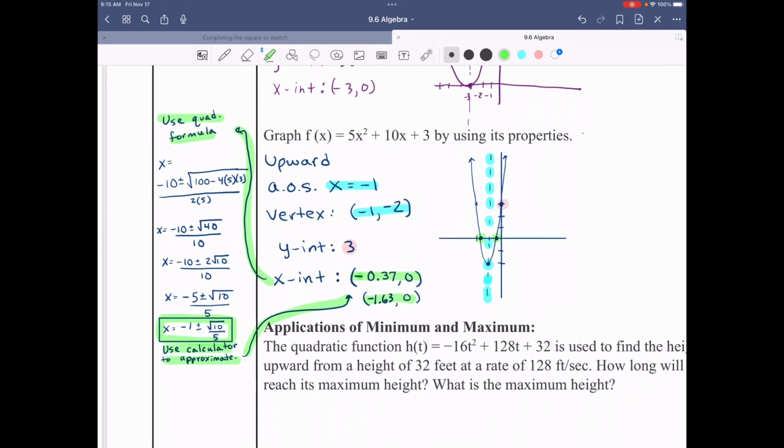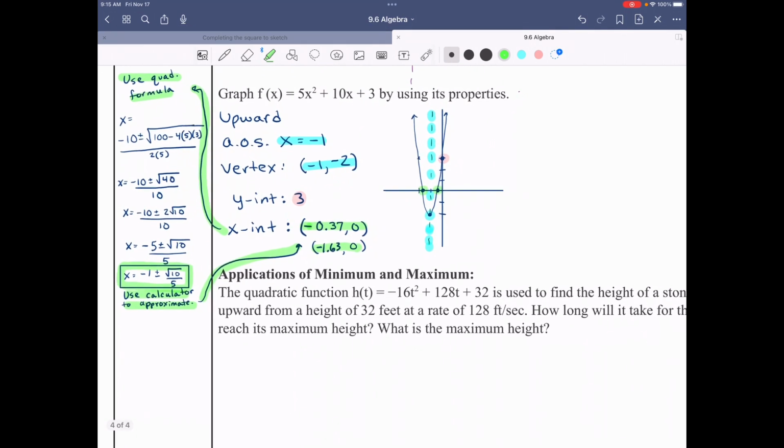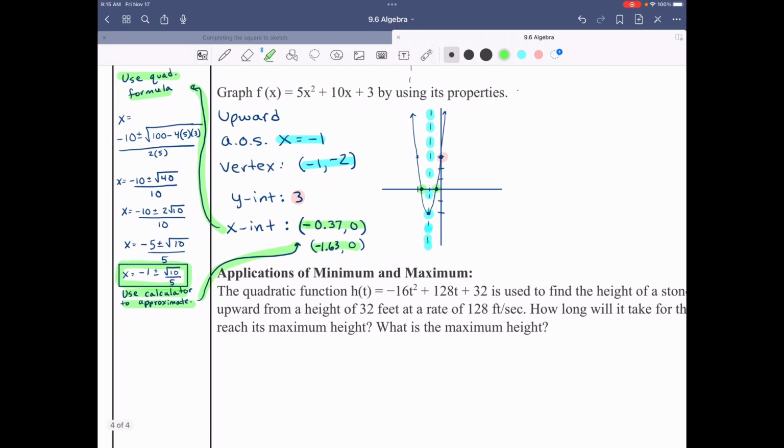On this one it was a little tricky. We had to use the quadratic formula to be able to find the x-intercepts. Okay, one last example.